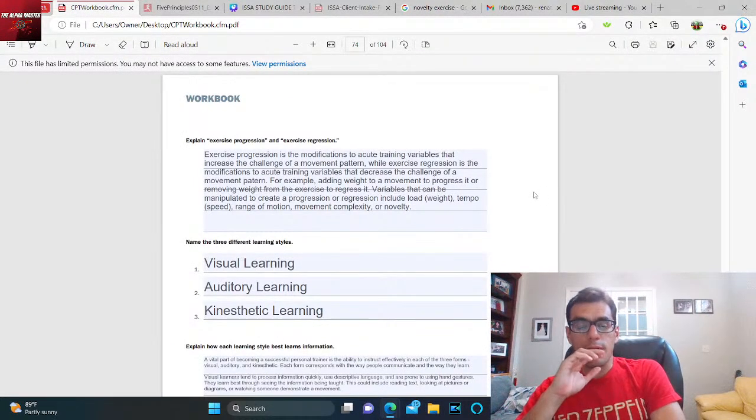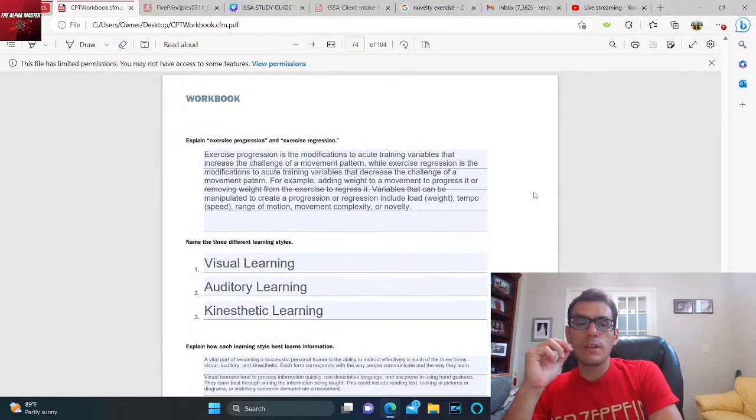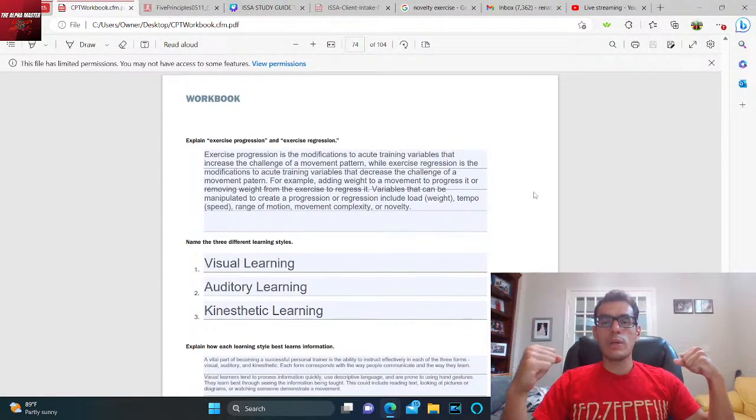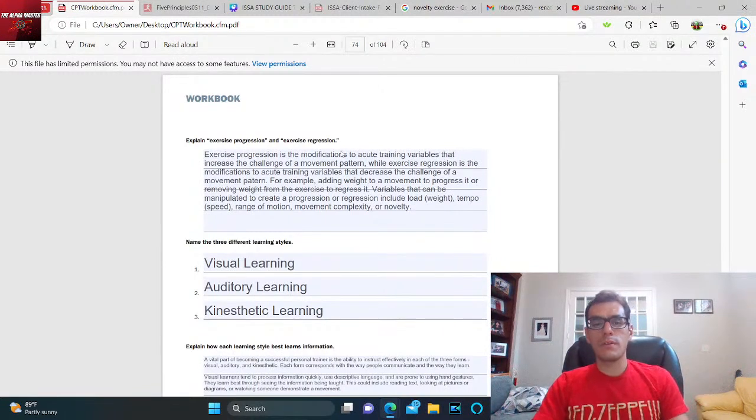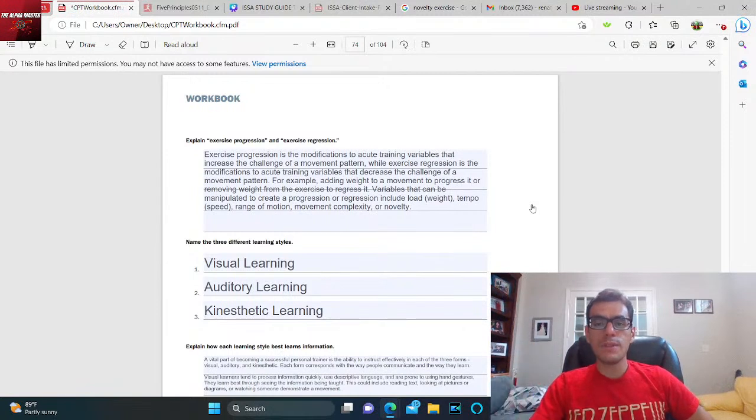Exercise progression and exercise regression. Exercise progression is the modification to acute training variables that increases the challenge of a movement pattern, while exercise regression decreases the challenge of a movement pattern. For example, adding weight to a movement to progress it, or removing weight from the exercise to regress it.